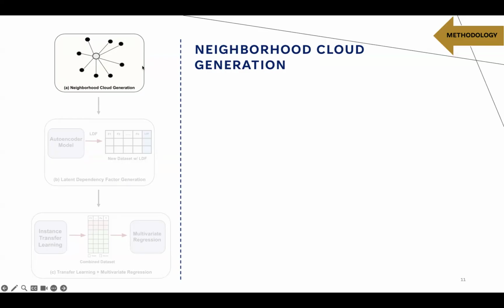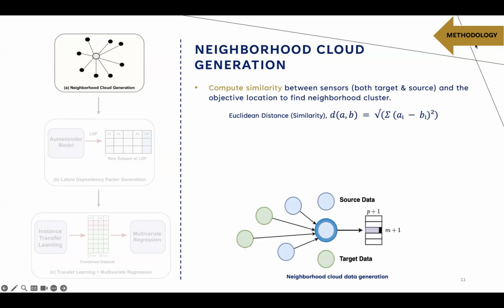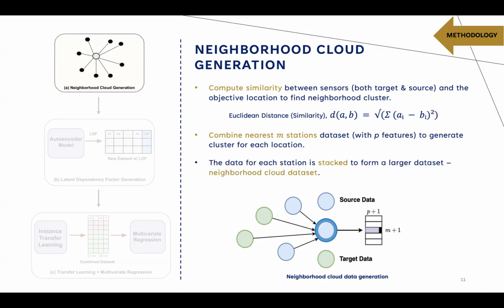So the neighborhood cloud generation stage. Basically, in the first stage, we compute similarity between sensors, both the target and source location, to find a neighborhood cluster. For each location, we create a neighborhood cloud structure which has 12 neighbors, and it is composed of both the source and target samples. For creating the cloud, we use the Euclidean distance, or the Euclidean similarity. We combine in this way the most similar M stations, M being 12 here, and then the data for each station is tagged to form a larger data set. This data set is called the neighborhood cloud data set. How we arrive at 12 as a number is something that I discuss later on.